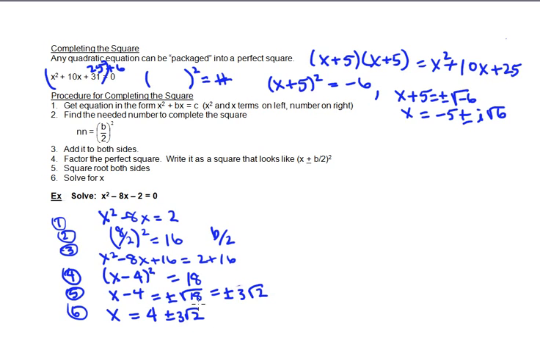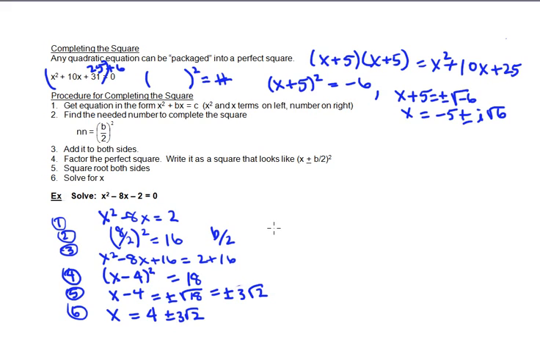When we look back on this, there are a couple things to note. One is that this needed number is very important because if we get the correct number added and we make a trinomial that's a perfect square, it will package up into a set of parentheses that looks like a perfect square. If we don't add the correct number here, we won't be able to package this up into a square.